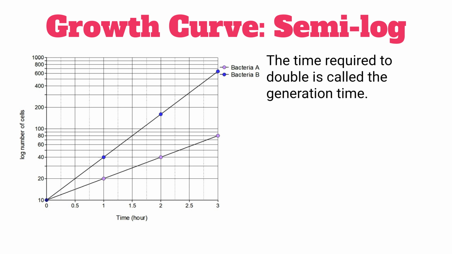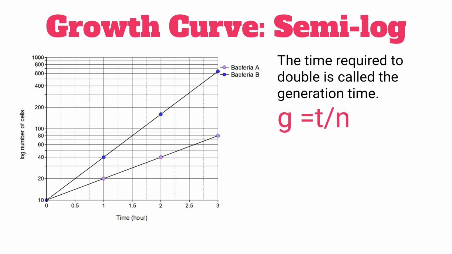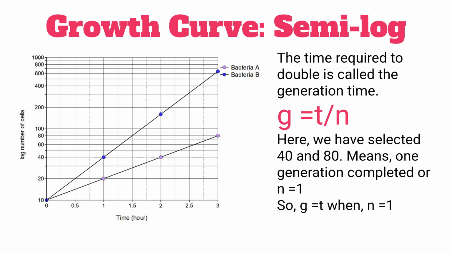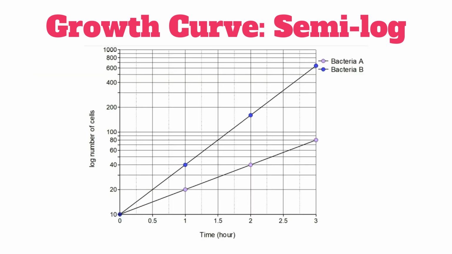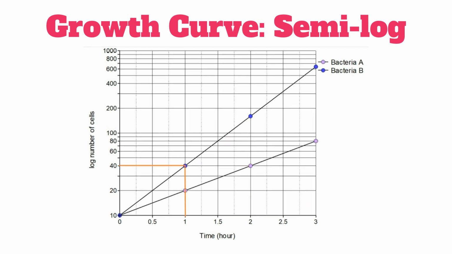We know that the time required to double is called the generation time, or G is T by N. And here in this graph, N, or the number of generations, is only 1 from 20 to 40. So here N is 1. Or we can say that G is equal to T when N is 1. For organism A, from 20 to 40, it takes 1 hour. So for organism A, the generation time is 1 hour or 60 minutes. For organism B, from 20 to 40, it takes 30 minutes. So the generation time is 30 minutes. In this way, you can calculate G directly from this graph.